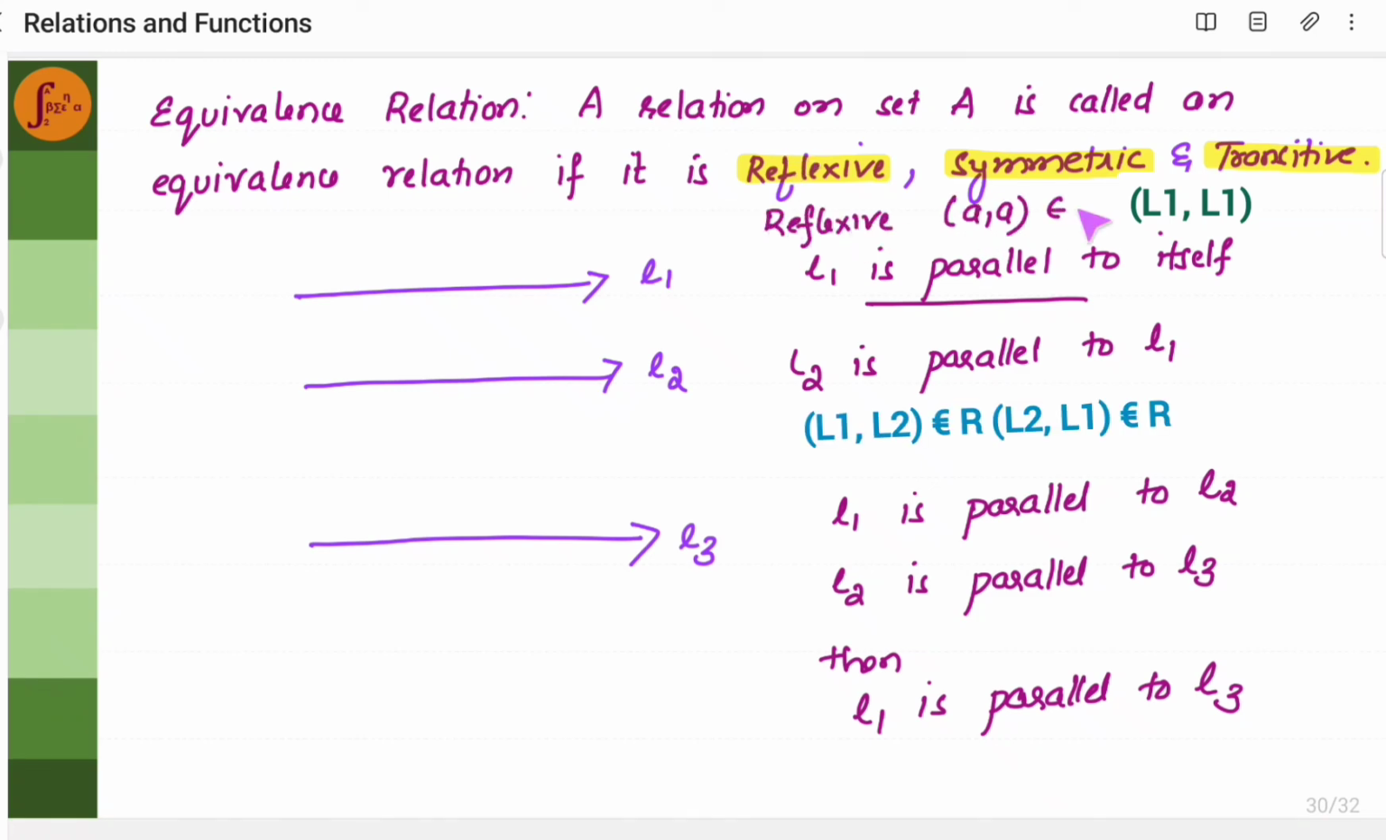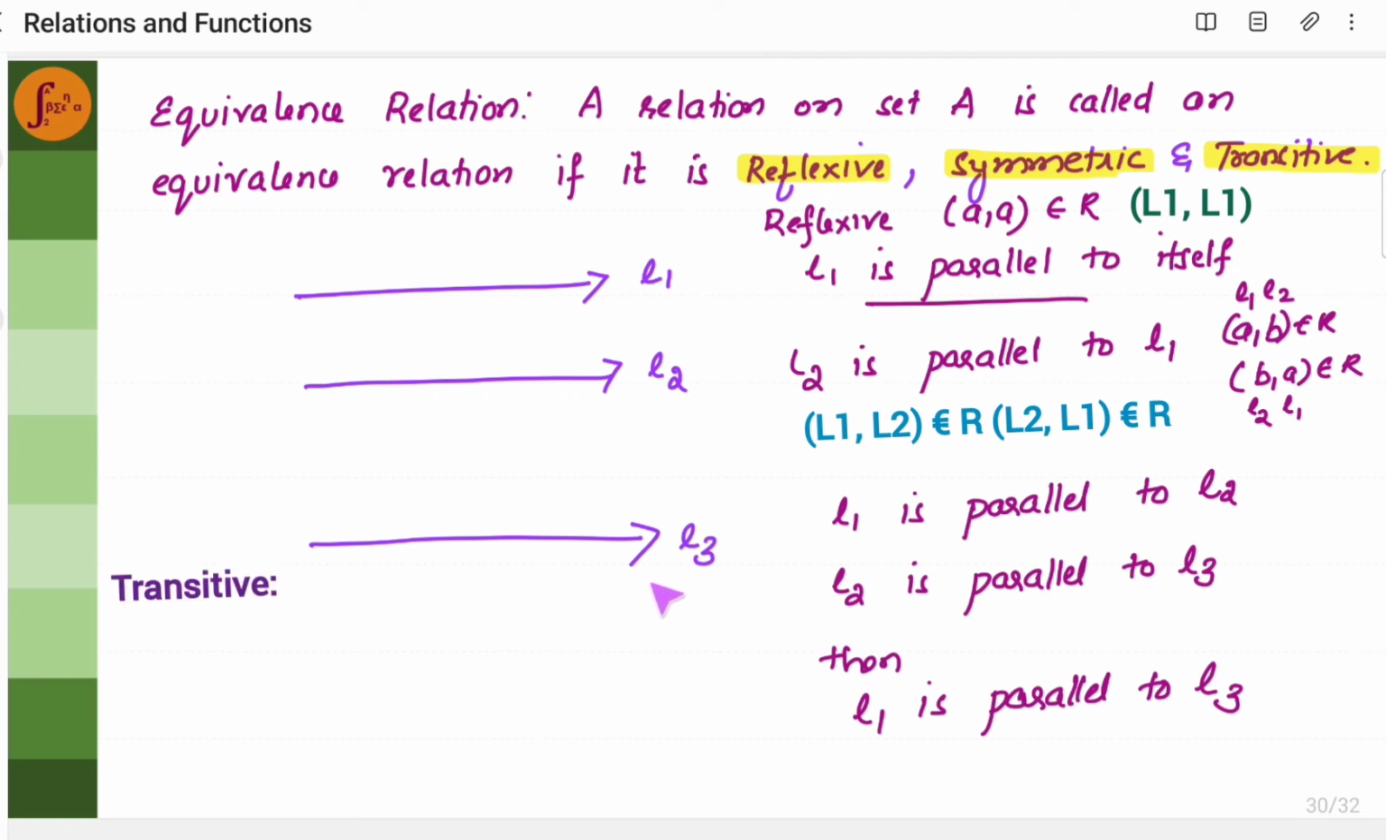(A, A) should belong to R. That is L1, in this case, L1 is parallel to itself, right? Every straight line is parallel to itself. So reflexive condition is met. Next one should be symmetric. What is the condition for symmetric? If (A, B) belongs to R, then (B, A) should belong to R. So if L1 is parallel to L2, can I say L2 is parallel to L1? Yes, right? If L1 is parallel to L2, L2 is parallel to L1. So it is symmetric. Instead of (A, B), it's (L1, L2) and (L2, L1). So symmetric is satisfied.